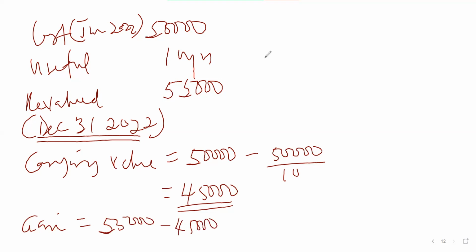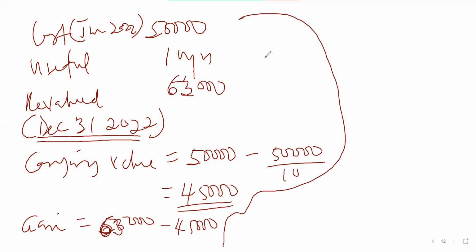Let me make this one 60,000 so that the remaining useful life will be 9 years, isn't it? I want to make it so that if we divide, we can get an absolute figure. So 9. Let me make this one 63,000. So what will be the gain? 18,000. Okay, the gain will be 18,000. Let's go to the next year, which is 2023.